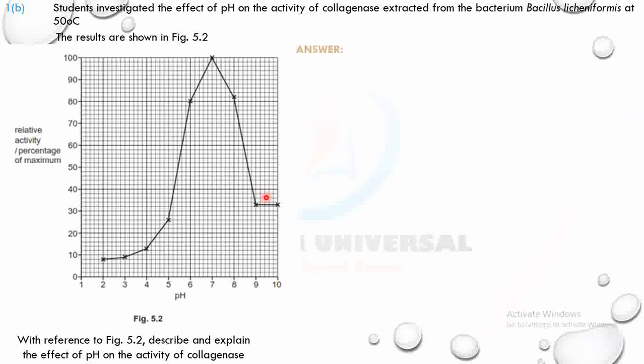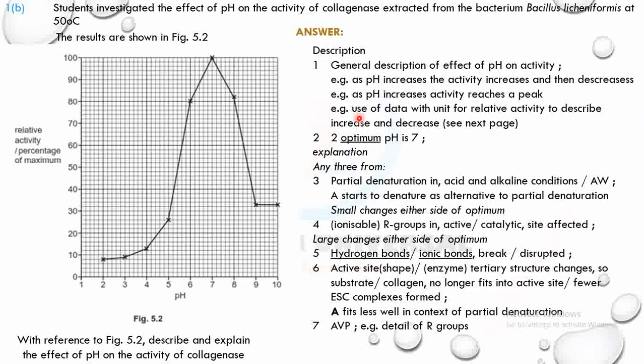You get it? So look at it, guys. General description of the effect of pH. Example: as pH increases, the activity increases. As pH increases, activity reaches a peak. It increases, and after reaching the peak, it decreases. All of this is one mark.